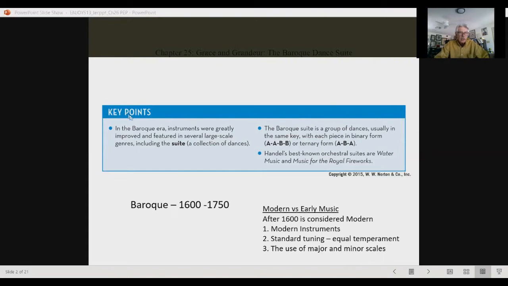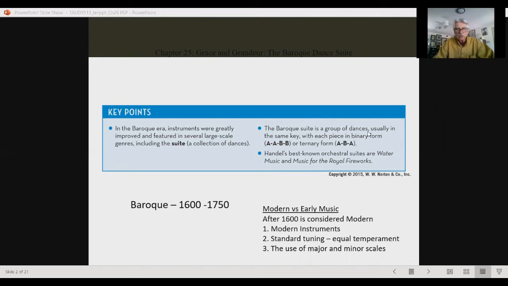So the suite, and I like to say that a suite is a collection, because it's like when you go to a hotel or motel and you say, I want a suite, it's more than one room. So it's not just one thing, it's multiple. It's a multi-movement work, although it's not part of the multi-movement cycle that we talk about in the classical period.